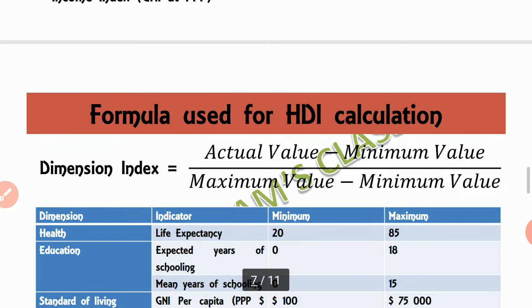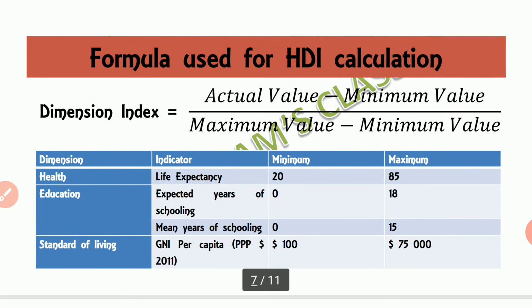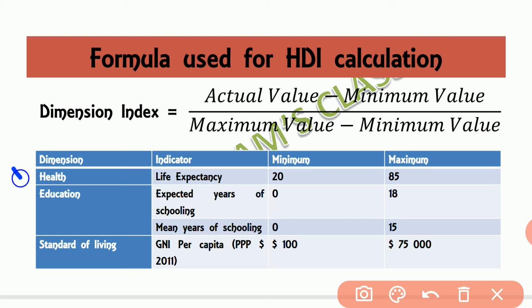Now let us see the formula used for HDI calculation. For each dimension index, there is a common formula: actual value minus minimum value divided by maximum value minus minimum value. And you can see we have the first dimension as health, and for health the proxy variable is life expectancy, and the minimum goalpost set for life expectancy on an average is 20, and maximum value is taken as 85.